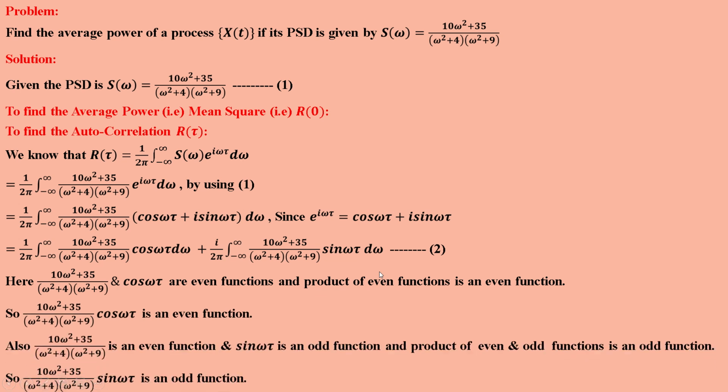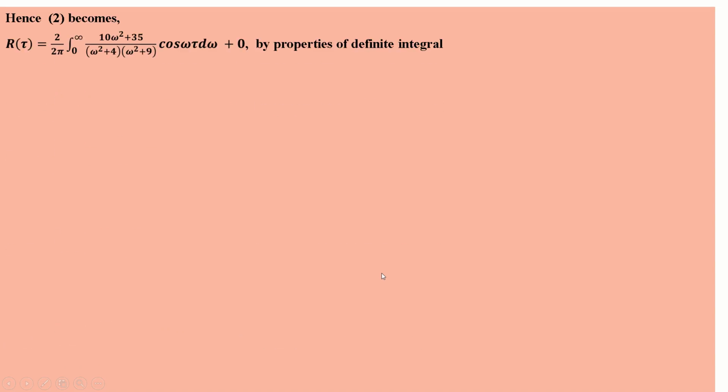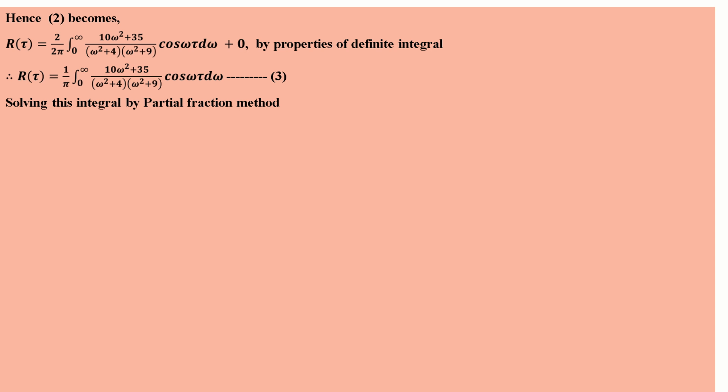So the first integrand becomes R(τ) equal to 2 times the integral from 0 to infinity of (10ω² + 35) / ((ω² + 4)(ω² + 9)) cos ωτ dω plus the second integral value, which is 0. The factor 1/2π becomes 2/2π, so 2 and 2 cancel, giving 1/π integral from 0 to infinity of (10ω² + 35) / ((ω² + 4)(ω² + 9)) cos ωτ dω. That is equation number 3.